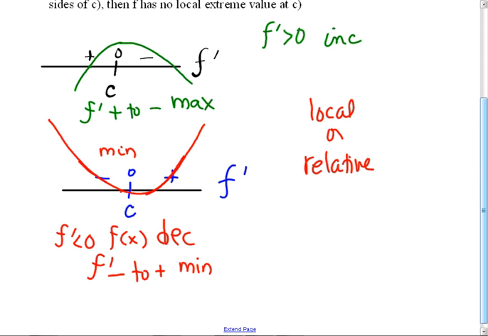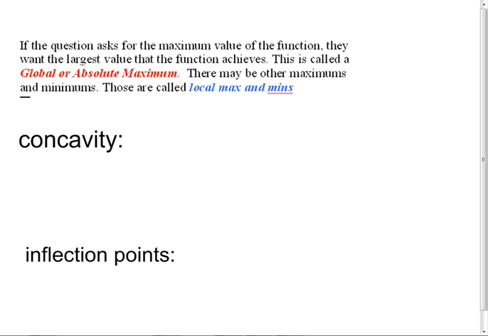Now, when they ask you for the absolute maximum or absolute minimum, there's not going to be a trick there. They're not going to try to trick you. We'll be doing optimization problems. I'm not going to put a lot of time into it because it's not really hit on that hard on the exam.